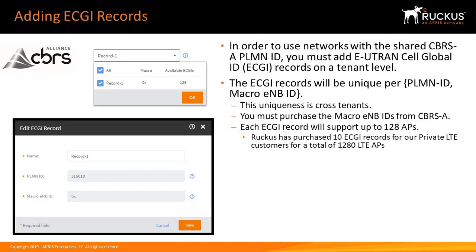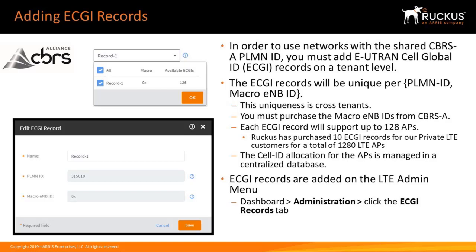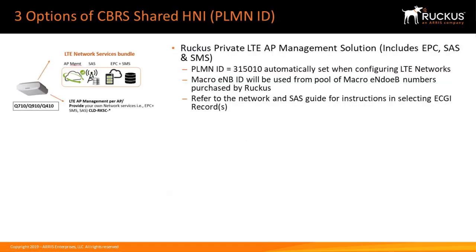You must purchase the macro eNode B IDs from CBRS-A. Each ECGI record will support up to 128 LTE APs. Ruckus has purchased 10 ECGI records for our private LTE customers for a total of 1,280 LTE APs. The cell ID allocation for the APs is managed in a centralized database, and the ECGI records are added on the LTE admin menu.